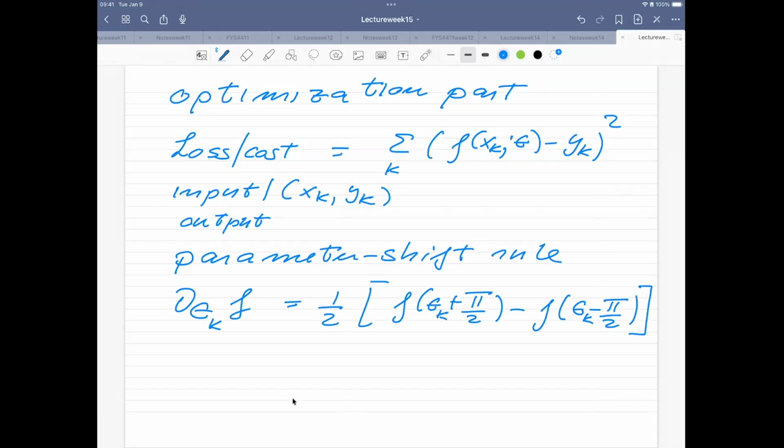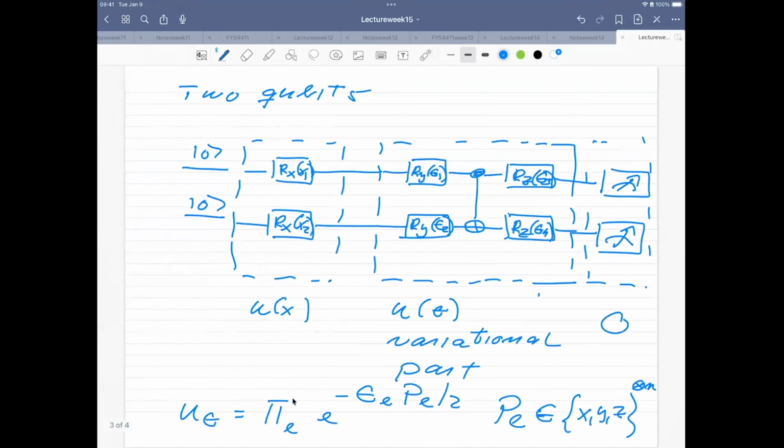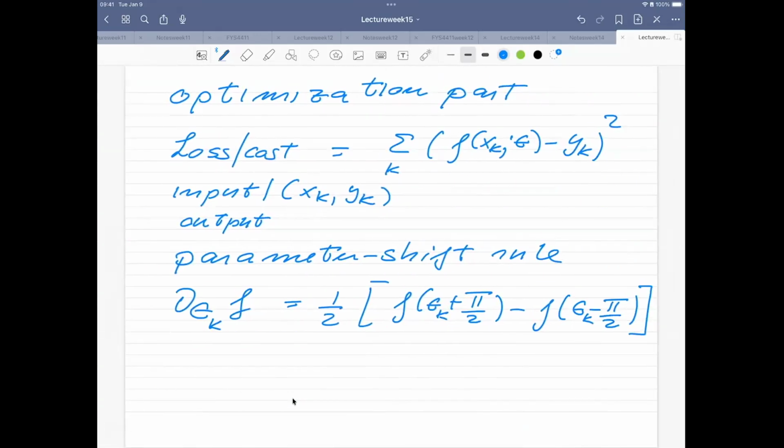So if you look back at that 2-qubit network, we have 4 parameters, and we actually need to evaluate the shift rule for 4 parameters. There is no need to set up any new circuit because the circuit is actually given by this function f. This is our circuit, okay? So it's pretty similar to what we do with a standard neural network.